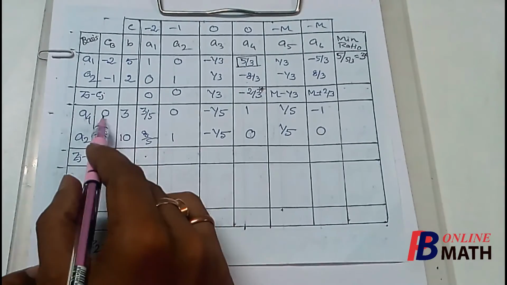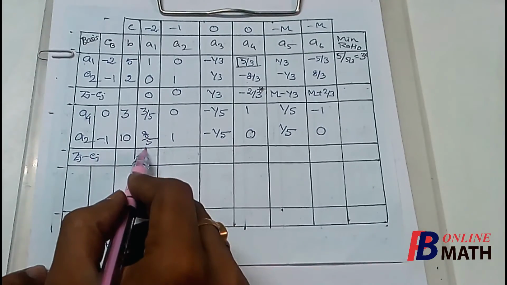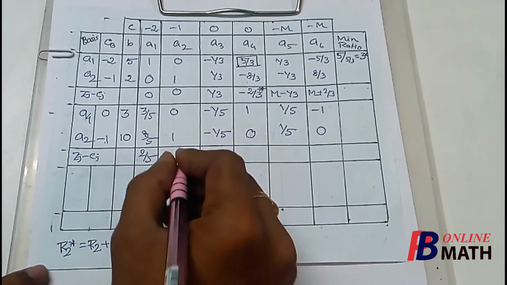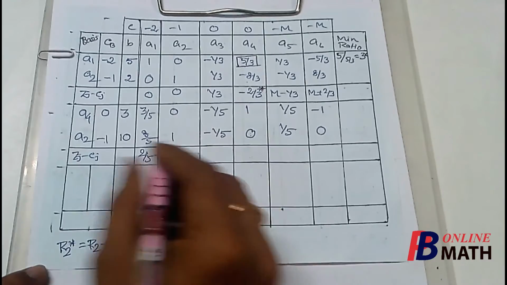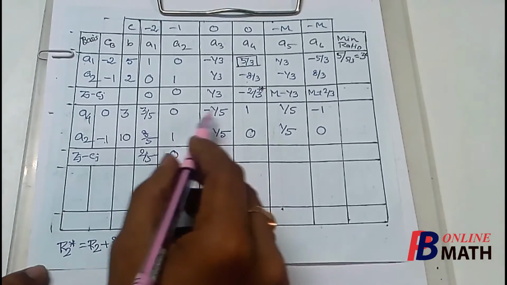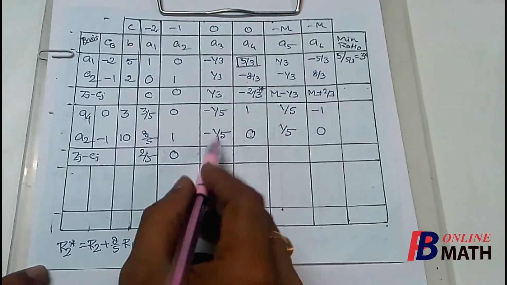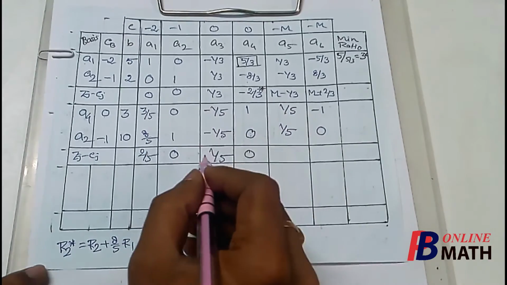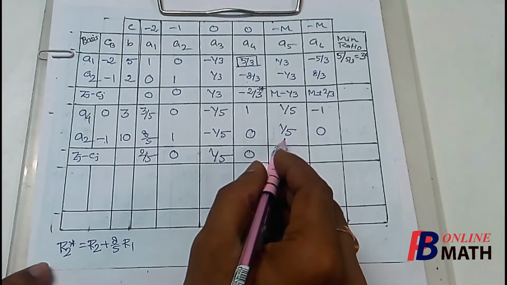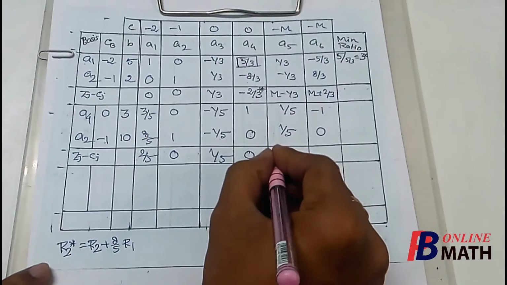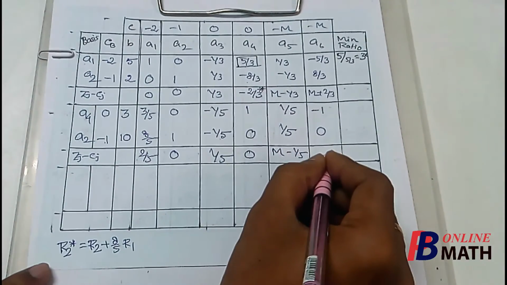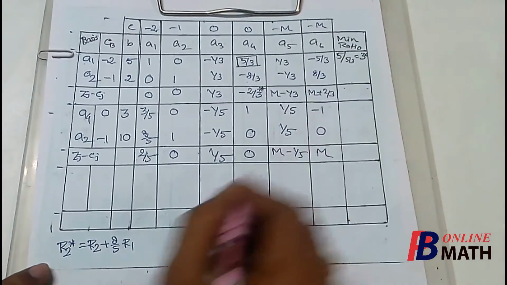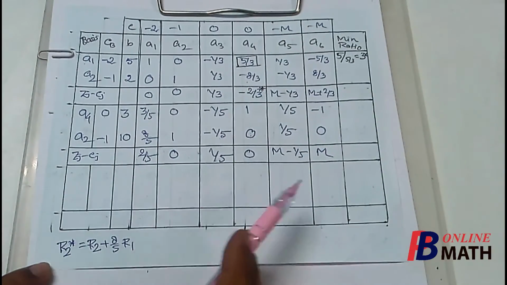Then this value will be 0 into this minus 8 by 5 plus 2. So 2 minus 8 by 5, that is 2 by 5. This one will be 0. This one will be 0 into this plus 1 by 5 minus 0. So 1 by 5. This will be 0. This one will be minus 1 by 5 plus M. So M minus 1 by 5. And this one will be 0, 0 minus of minus M, that is plus M. So here we have obtained all the values of Zj minus Cj.